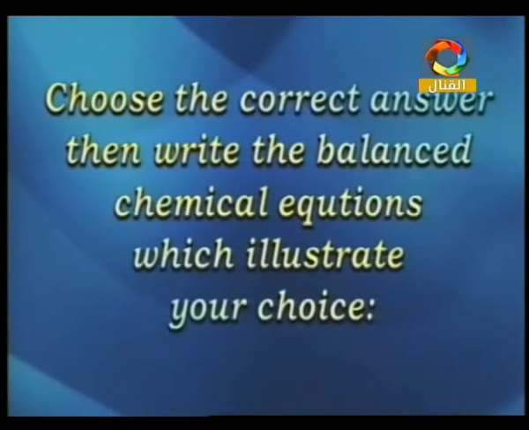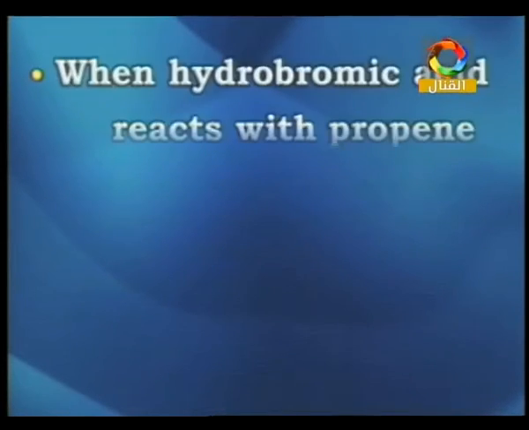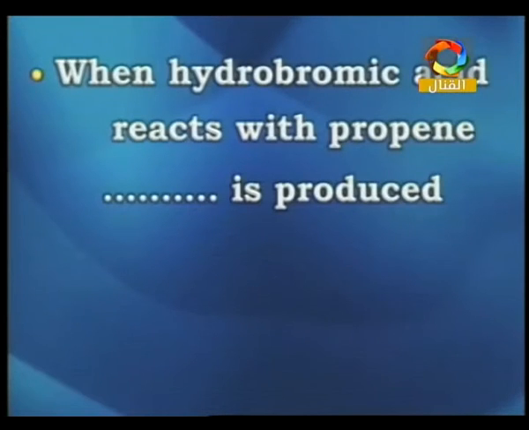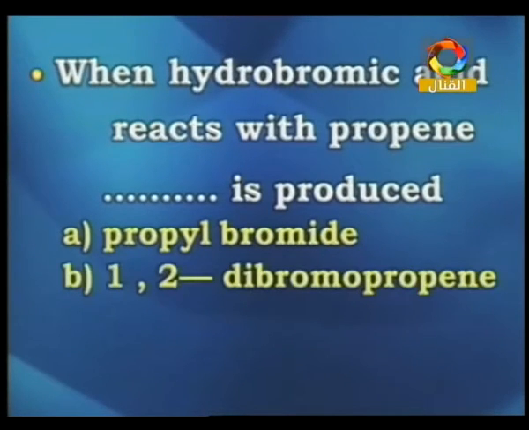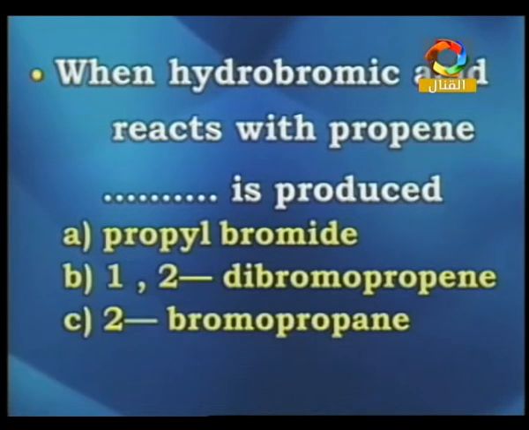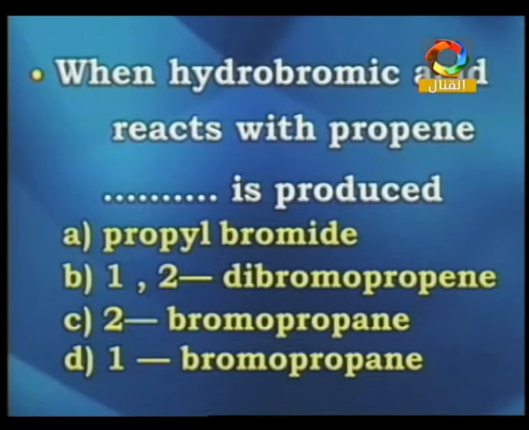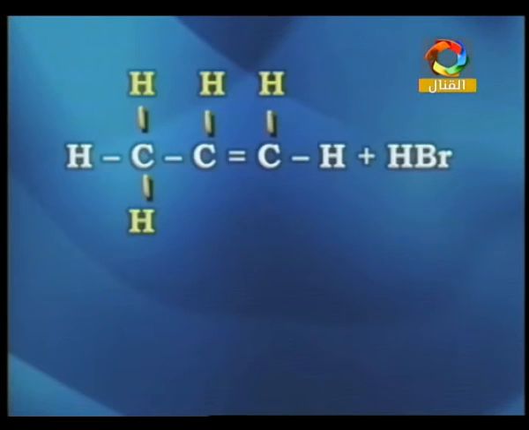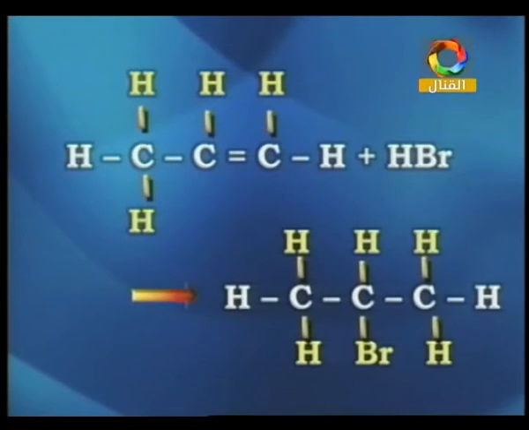Next type of question: choose the correct answer, then write the balanced chemical equation which illustrates your choice. When hydrobromic acid reacts with propene, what is produced? Propyl bromide, 1,2-dibromopropene, 2-bromopropane, 1-bromopropane. Yes, the answer will be 2-bromopropane. As the equation proceeds on the screen, propene plus HBr, on applying Markovnikov's rule, gives 2-bromopropane.